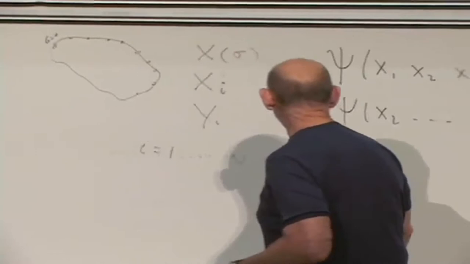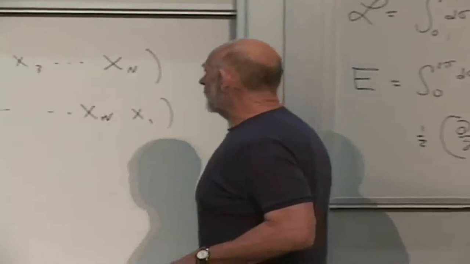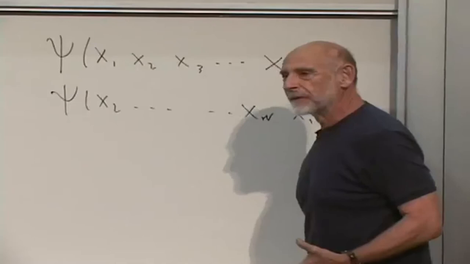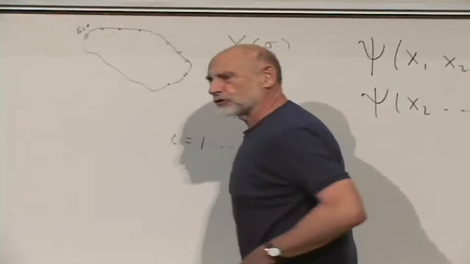Now, what about the quantum wave function of a string which is completely symmetric with respect to reordering the x's? I don't want to reorder them in the sense of putting x3 between x1 and x2. That's too violent a thing to do. It takes a point and rips the string open, but just in cycling them.